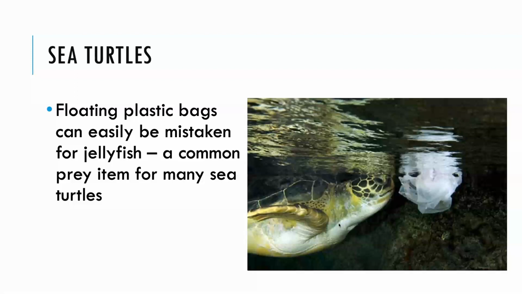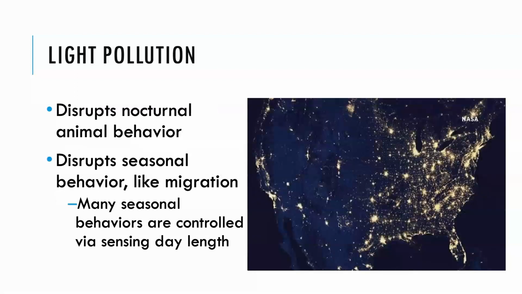Some other types of pollution, light pollution. Many species use day length as a way to control their seasonal behaviors. They use day length, like night and day, dawn and dusk, as a way to control their daily behaviors. And when it gets dark out, we turn on all the lights, and so it never gets dark. And that makes it hard for them to regulate behaviors that they need to do on cycles.